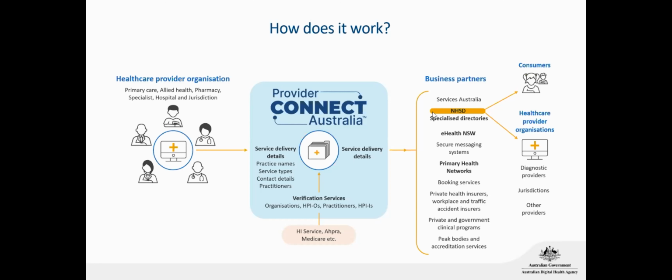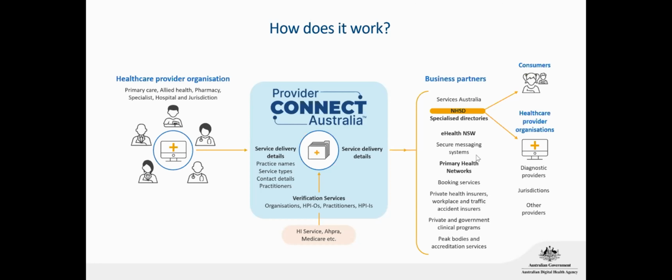By having accurate information about your organization in this directory, other organizations or consumers can access it, and it will help them refer patients to your practice, or help communicate with you electronically if needed, using some of those details. In addition to publishing to a directory, you can share your information with other business partners. You can go straight to booking service systems, or your PHN, or for example, eHealth New South Wales, who is one of the new business partners of PCA.